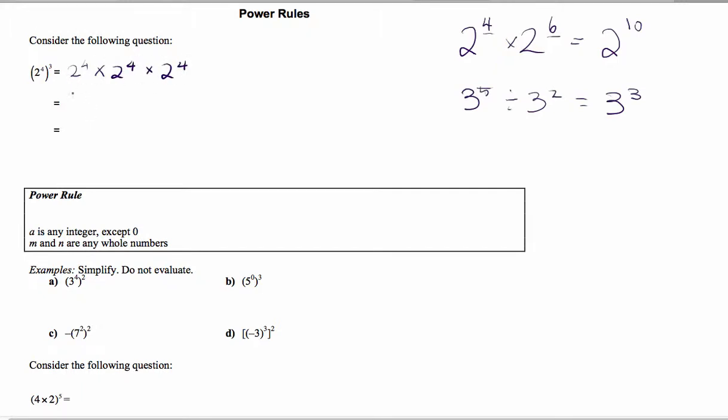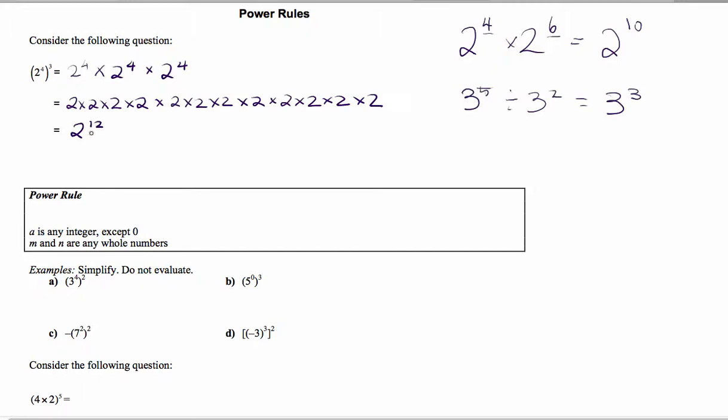Now if we wrote that out each as their repeated multiplication, that's 2 times 2 times 2 times 2 for the first 2 to the power of 4, and then it's multiplied by another 2 times 2 times 2 times 2, so that's the second 2 to the power of 4, times the third 2 times 2 times 2 times 2. Now if we were to simplify this and write it in exponential notation, meaning we want to count up how many of the same base we have: 1, 2, 3, 4, 5, 6, 7, 8, 9, 10, 11, and 12. So 2 to the power of 12.